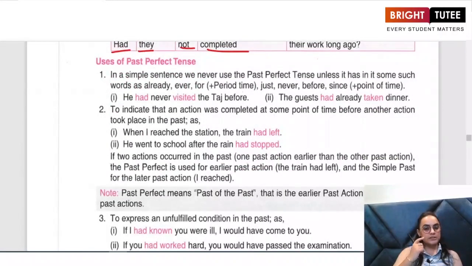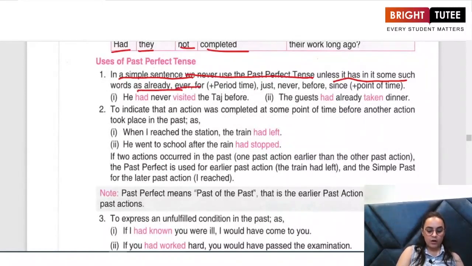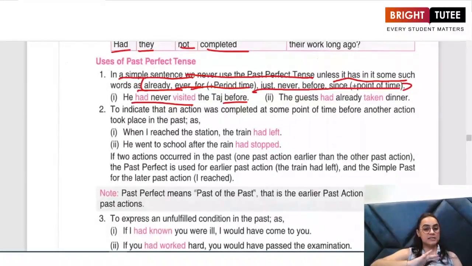perfect tense. The first use of the past perfect tense is, in a simple sentence, we never use past perfect tense unless it has some words such as already, ever, for 2 years, or just, before, or since. So, unless and until you have such words in the sentences, you will not use the past perfect tense. For example, he had never visited the Taj before. So, had never visited the Taj before. The guests had already taken the dinner. Had already taken the dinner.